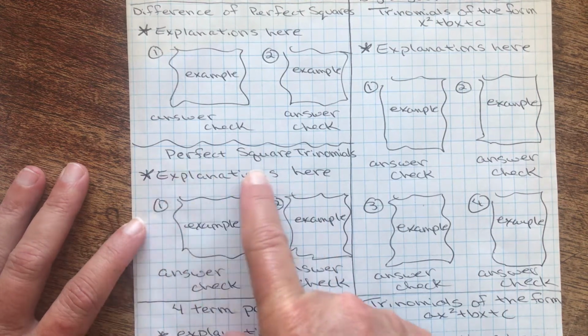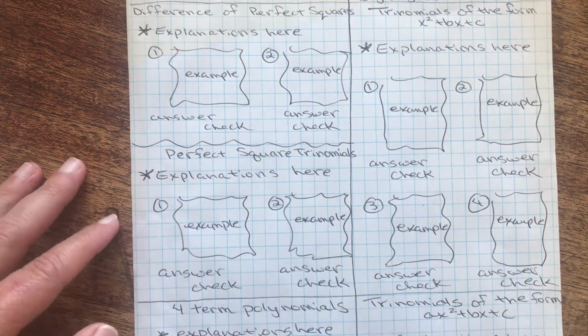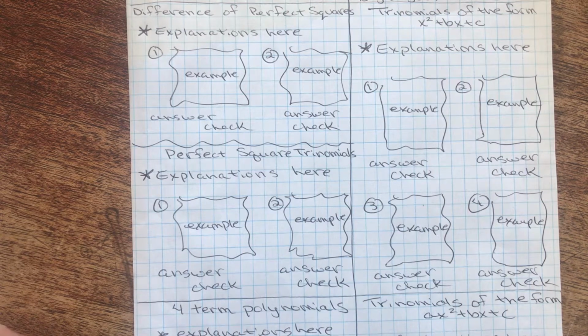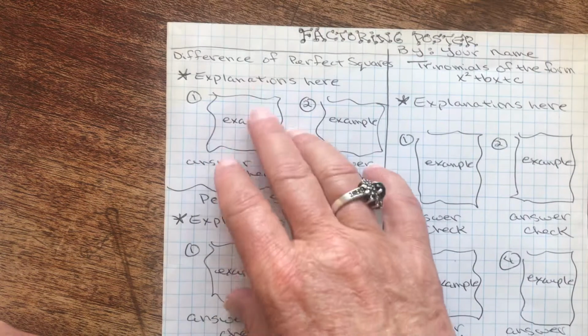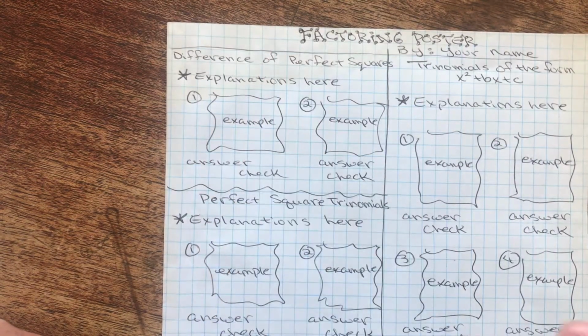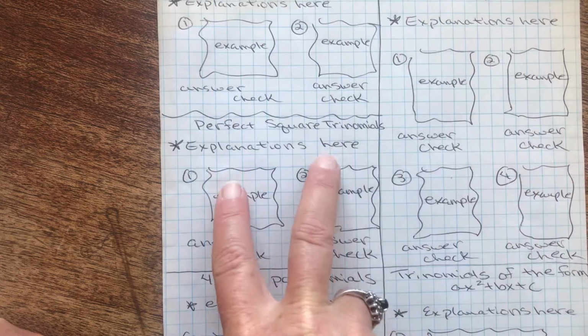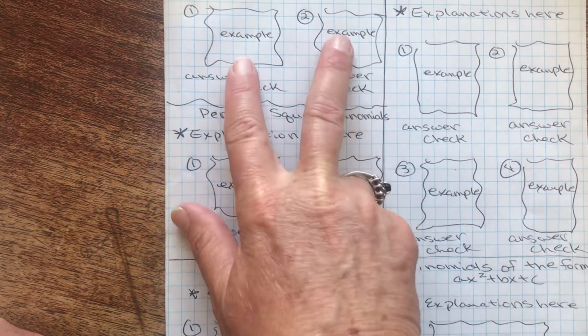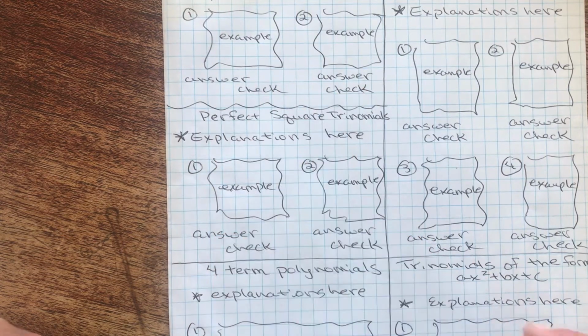This one also has an area for explaining what is a perfect square trinomial. Hint, hint, trinomial, where difference of perfect squares is a binomial with that subtraction sign in the middle. Again, there's an area for examples and where you check your own answer. Examples, check your own answer.